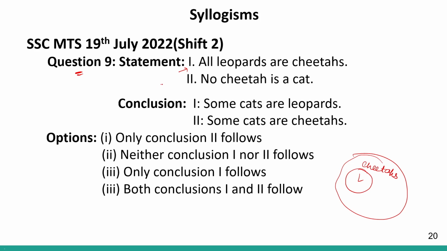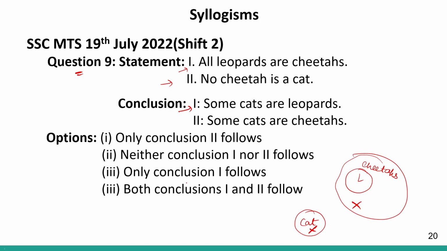Cheetahs. Statement number 2 says no cheetah is a cat. So that means cheetah and cat will not overlap with each other. So this will be my Venn diagram. All leopards are cheetahs and no cheetah is a cat. Correct? Now let us look at the conclusion.